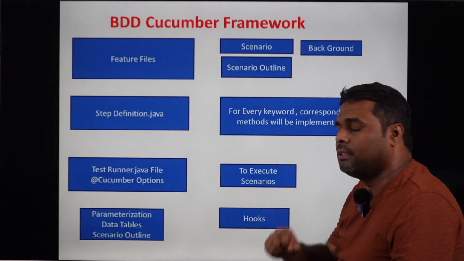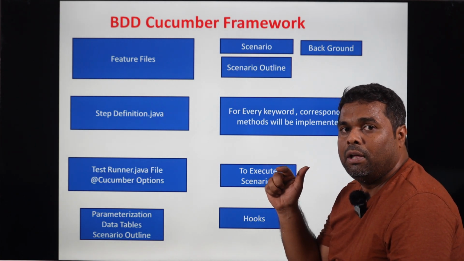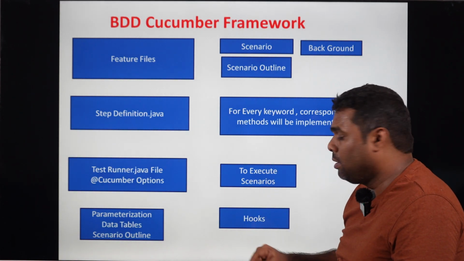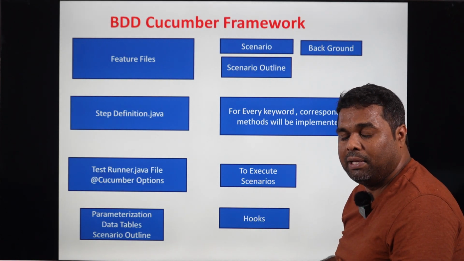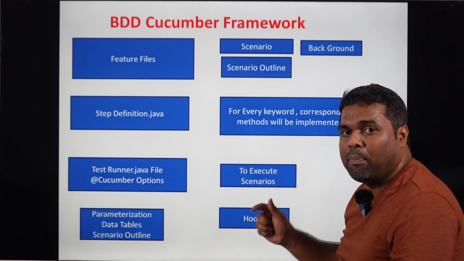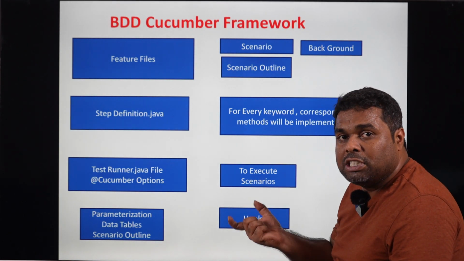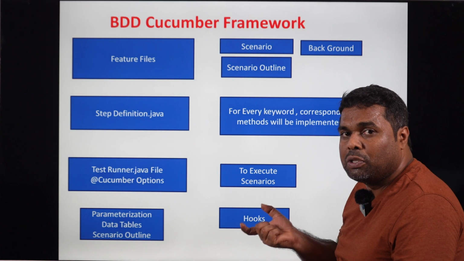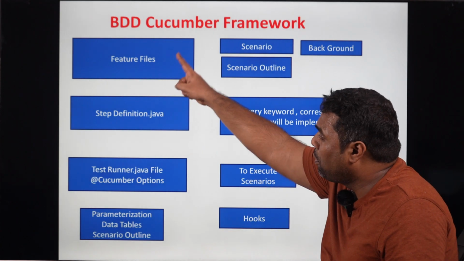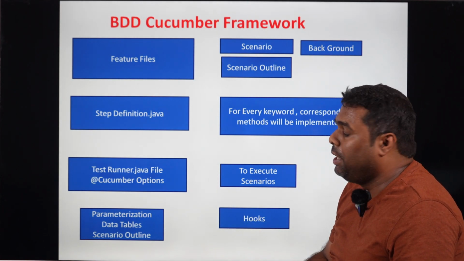And coming back to hooks. Hooks are a common snippet of code which can be globally executed before and after scenarios. Prior to the Background section, the Before annotation part of the hooks will be executed. Once your scenario has executed, the After annotation part will be executed from hooks.java. So simply we can define hooks as a common snippet of code which can be globally executed before and after every scenario. So you have to talk about these components. These are the main components in the BDD Cucumber framework.